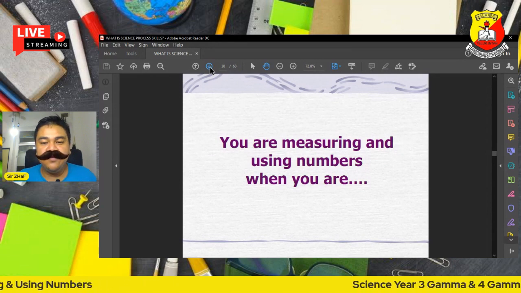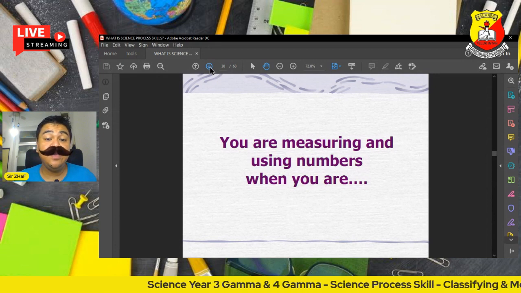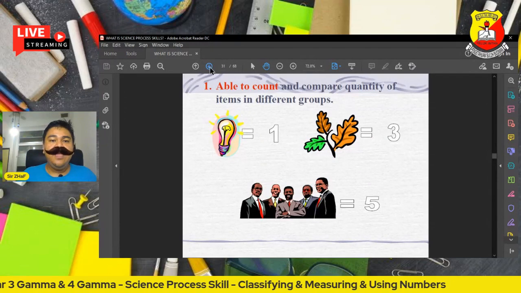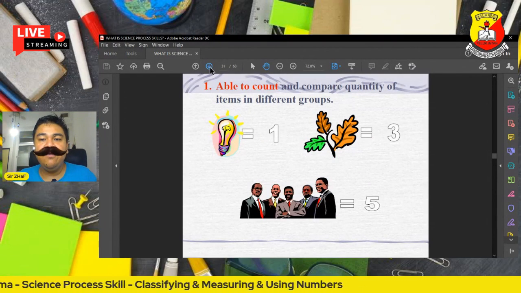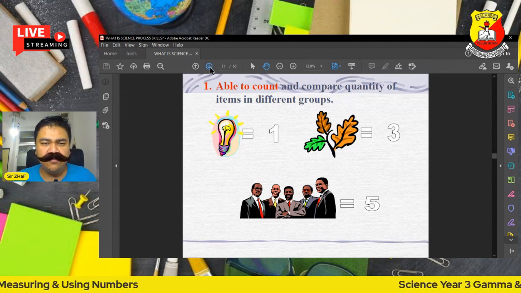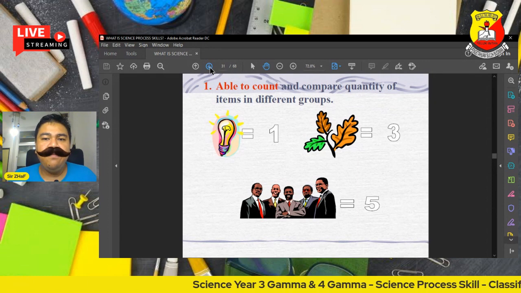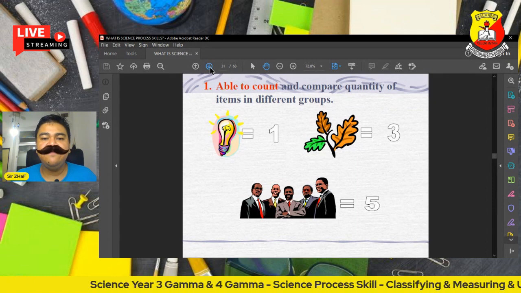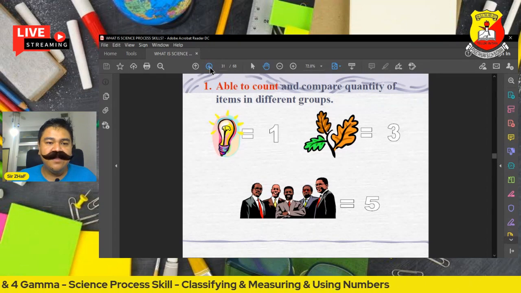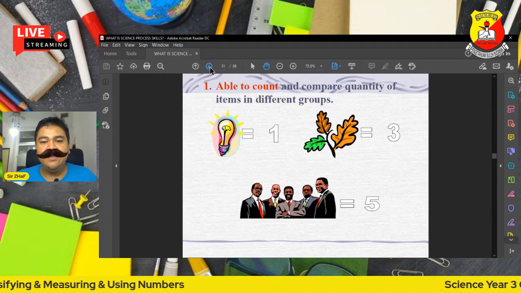Okay, you are measuring and using numbers when you are first able to count and compare the quantity of items in different groups. So you are able to count, and compare the quantity of items in different groups. Like the item for the first one is the bulb, which is 1. The leaf is 3.